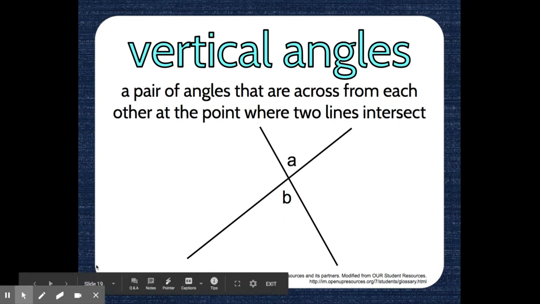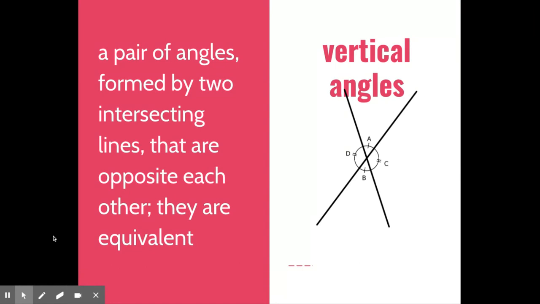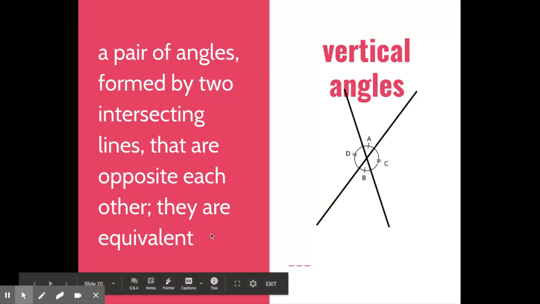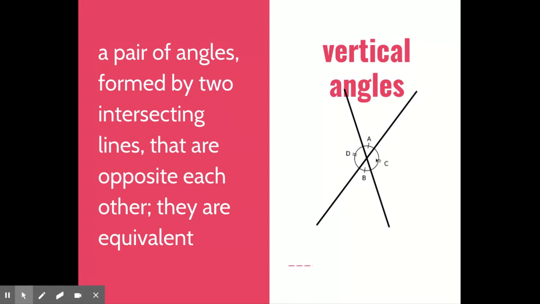A and B are vertical angles. A pair of vertical angles formed by two intersecting lines are opposite each other. They are equivalent, meaning they are the same. So in this case here, we have A and B are vertical angles to each other. C and D are vertical angles to each other.